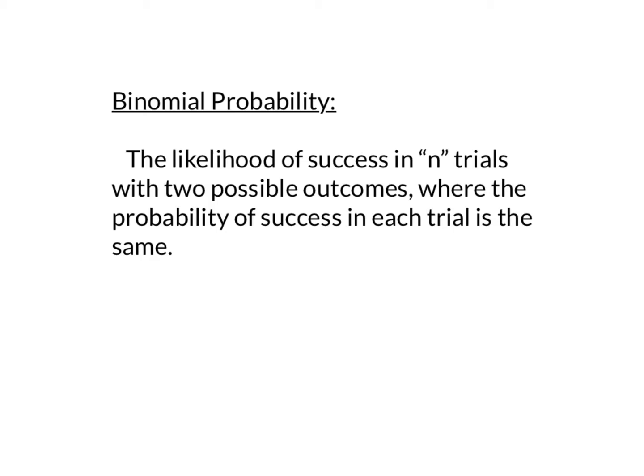As we extend that to the binomial probability, that's going to be the likelihood of success in n trials with two possible outcomes where the probability of success in each trial is the same each time. So it's that two possible outcomes that is our binomialness. Those are going to be the two terms that make up that initial binomial. And the n trials here, that's going to be the power of our binomial.